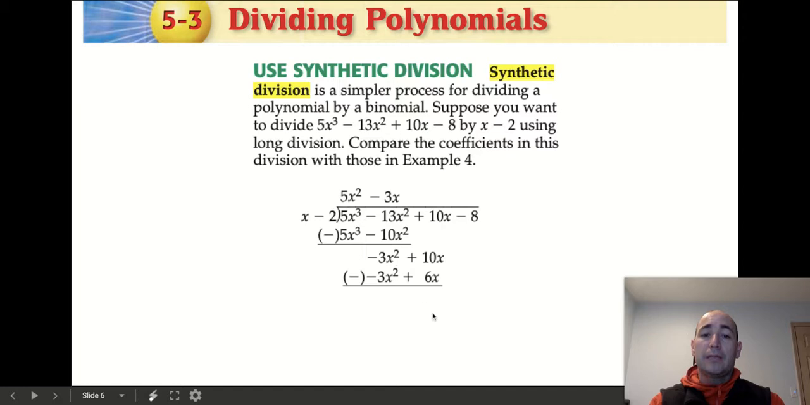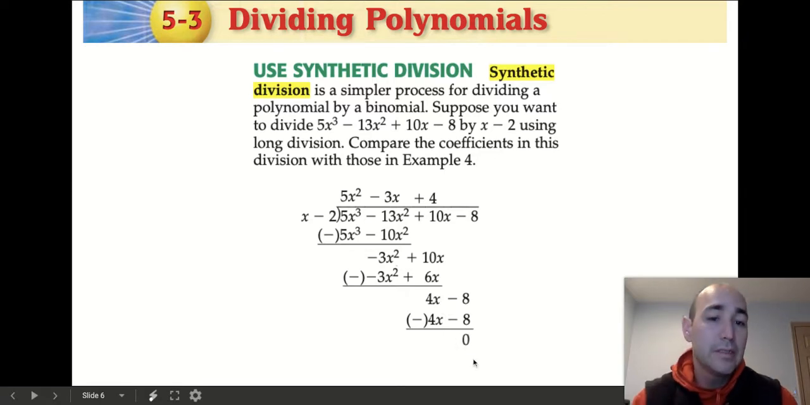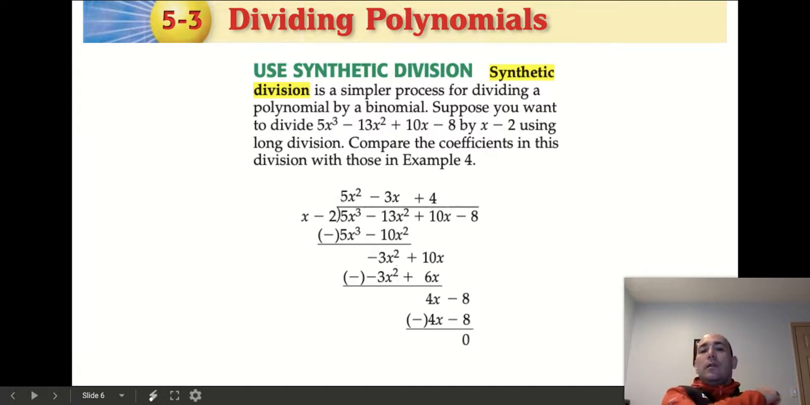10x minus 6x makes 4x. Again, let's drop down the minus 8 here, the next term. And so what times x gives me 4x? That's going to be 4. So 4 times x is 4x. 4 times negative 2 is negative 8. And so now I can see when I subtract, that's going to leave me with a remainder of 0. So here's my answer right here: 5x squared minus 3x plus 4. So that's using the long division way.